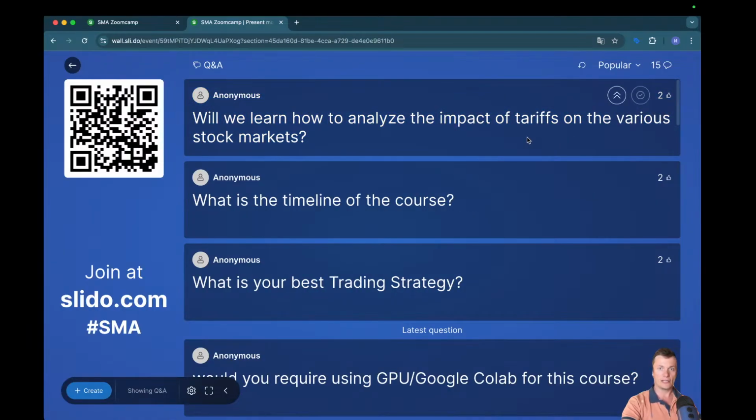Will we learn how to analyze the impact of tariffs on the various stock markets? I would say that we won't. It's not an economics lecture, and things can become very complicated. I would suggest that you can include specific vertical indexes or other countries' stock indexes, or some factors like trade balance for countries or exchange rates as proxies for tariffs and the volume of trade.